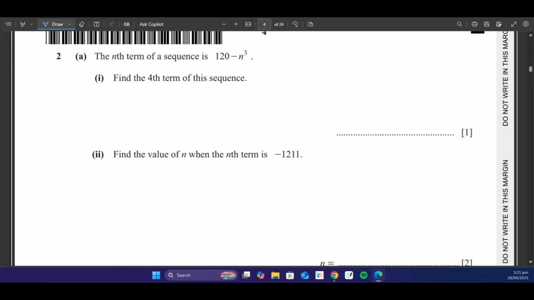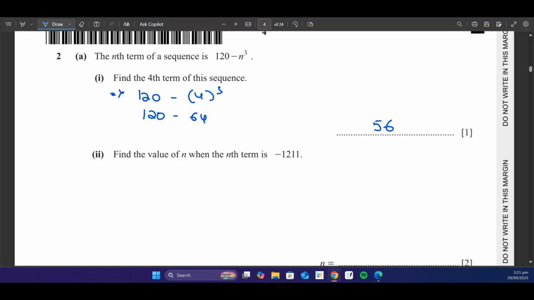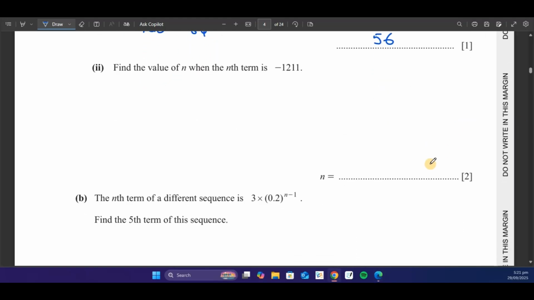Okay, question number 2. The nth term of a sequence is 120 minus n cube. Find the fourth term of the sequence. Pretty simple, pretty standard, free marks. So 4 cube, that will give us 120 minus 64, and that should give us 56.